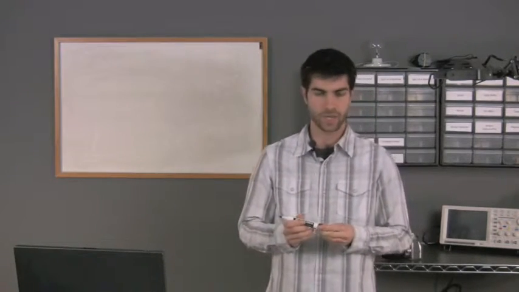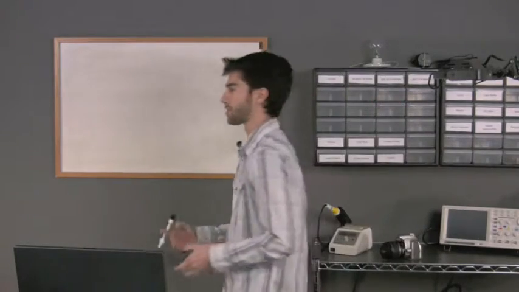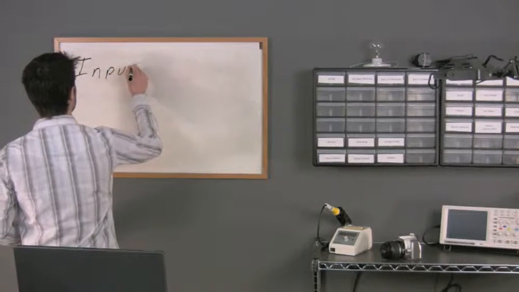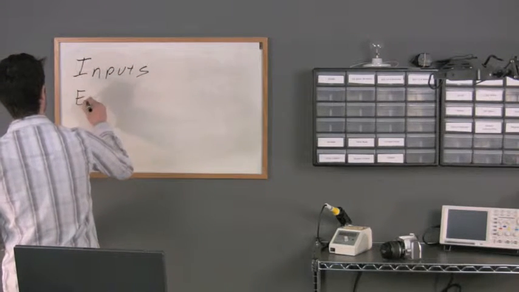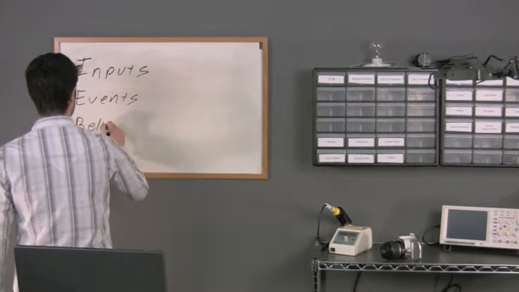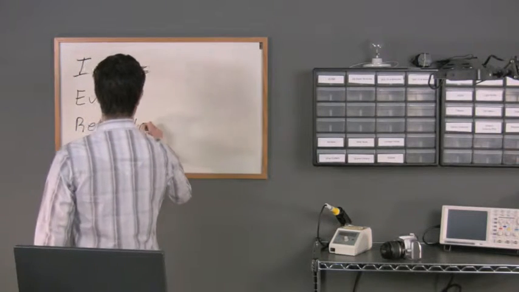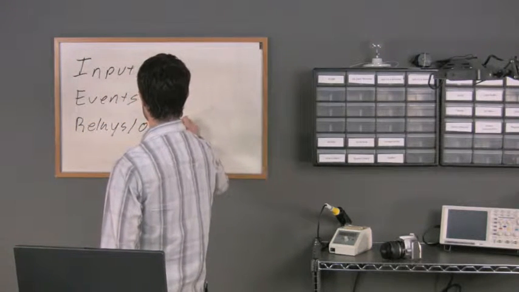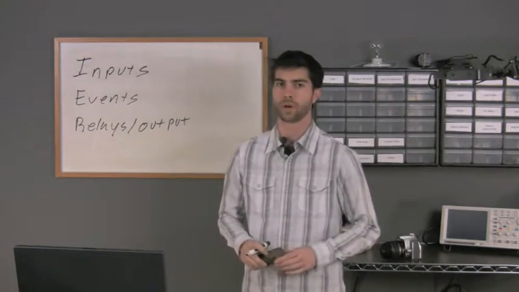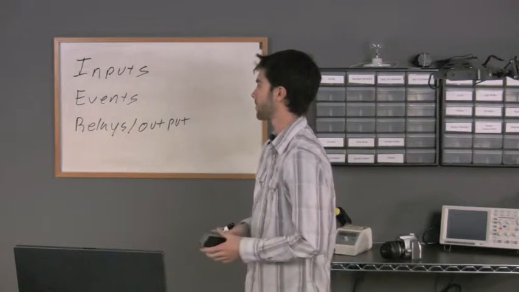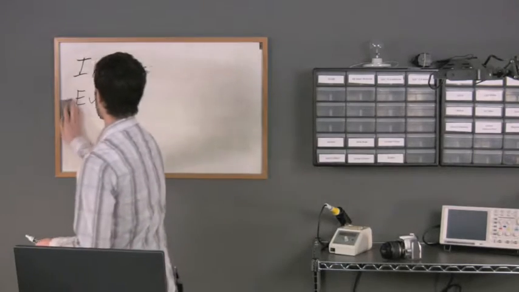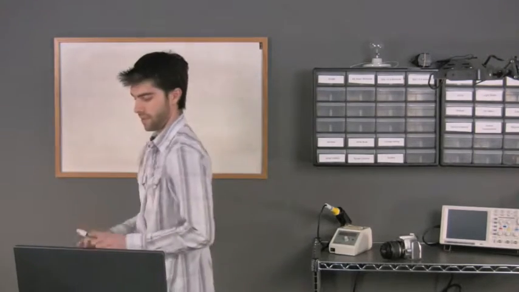Now, I want to go ahead and recap real quick on the three main keys of the reactor. Remember, we had inputs, events, and relays, also known as output. Okay, we already covered inputs, so you pretty well know what that is. We're getting ready to cover events, and then we're going to cover relays. Okay, so let's go ahead and get in here and start talking about events.